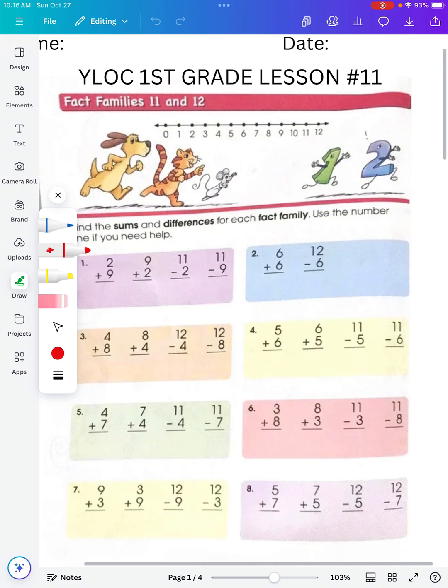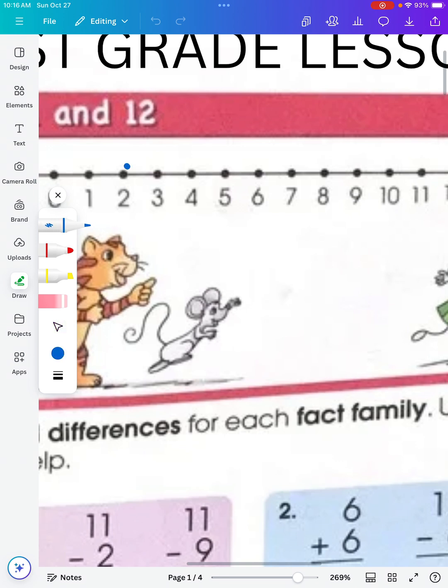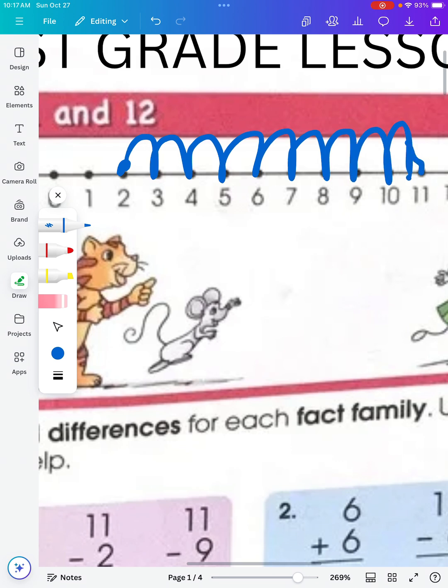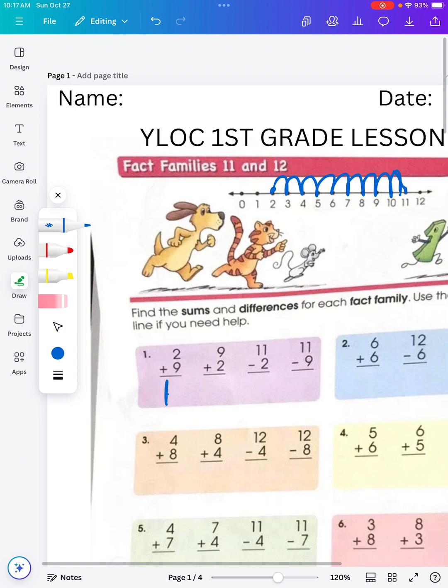2 plus 9. So we'll start at 2 and count 9 spaces. So 1, 2, 3, 4, 5, 6, 7, 8, 9. And we landed on 11, so 2 plus 9 equals 11. And 9 plus 2 is also 11 because they're in the same fact family. It just switched the other way around.